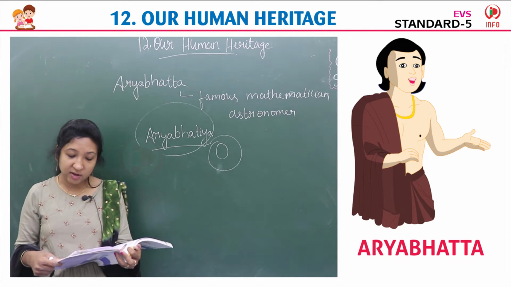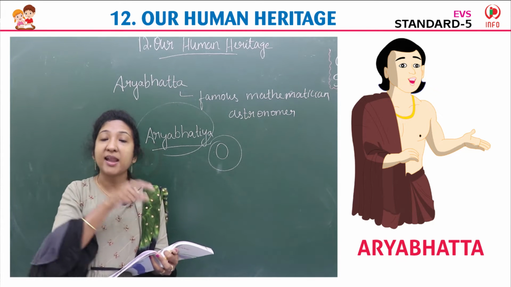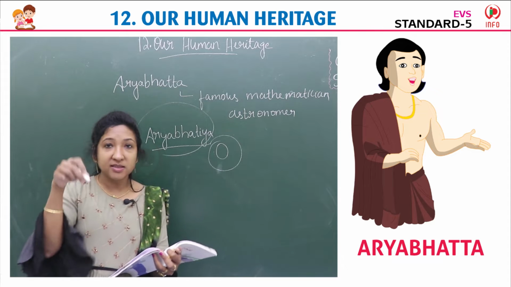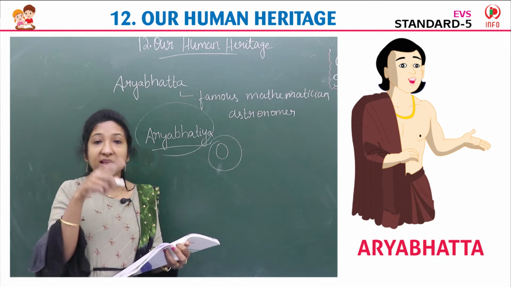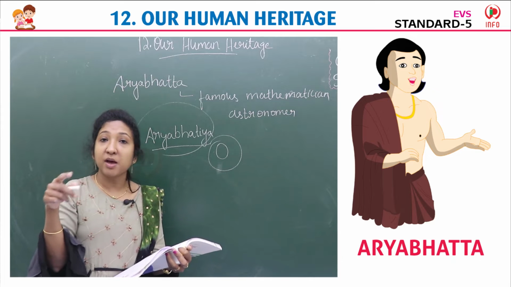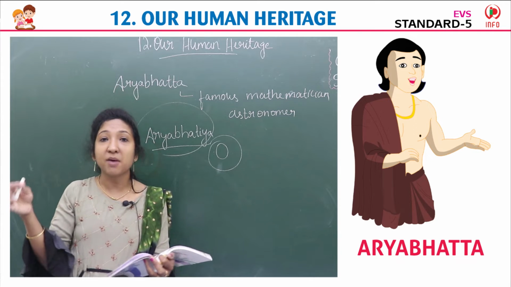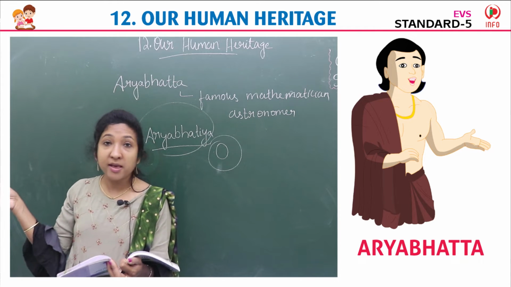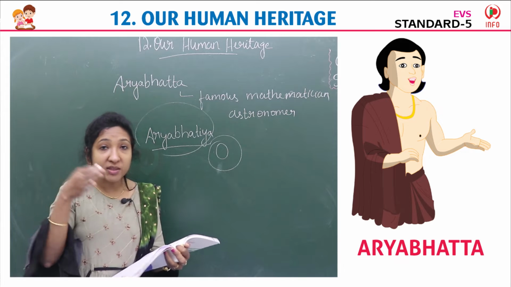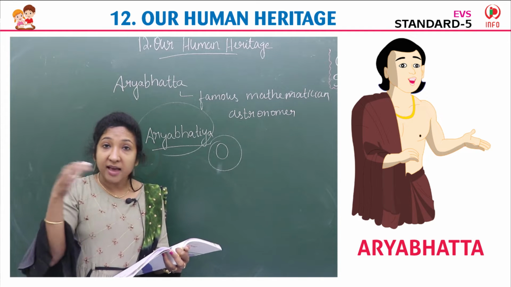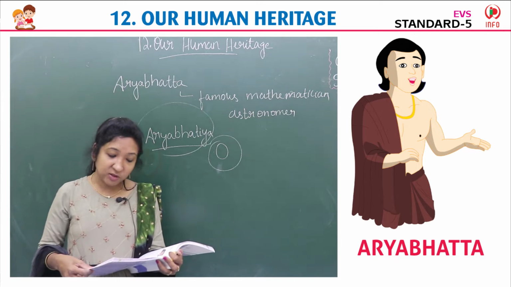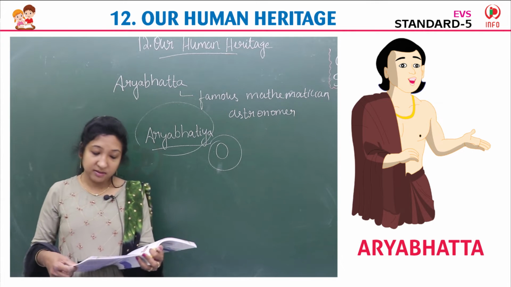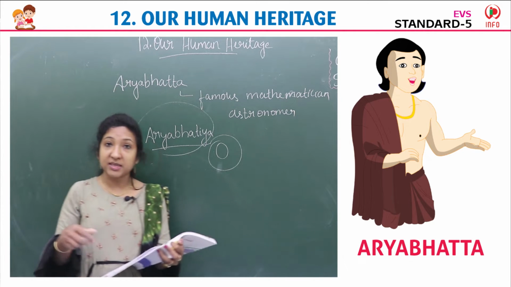He also calculated the distance between the planets. In the solar system we have planets, isn't it? Around the sun we can see different planets: Mercury, Venus, Earth, Mars, Jupiter, Saturn, Uranus, Neptune. So the distance between the planets he calculated long years back, and he set up an astronomical observatory near Patliputra, in present day Bihar.